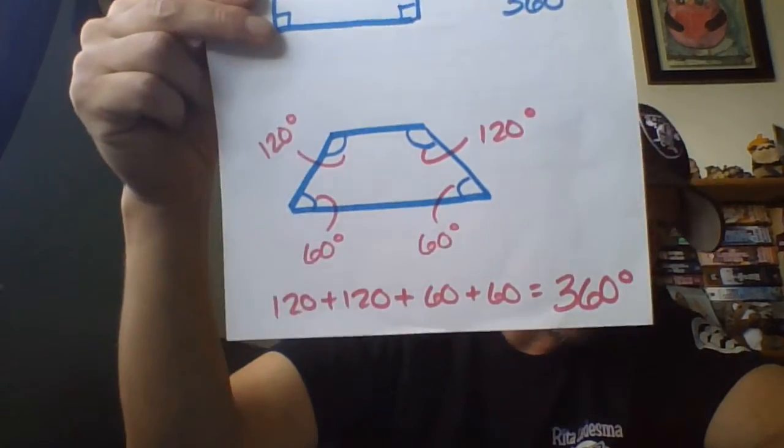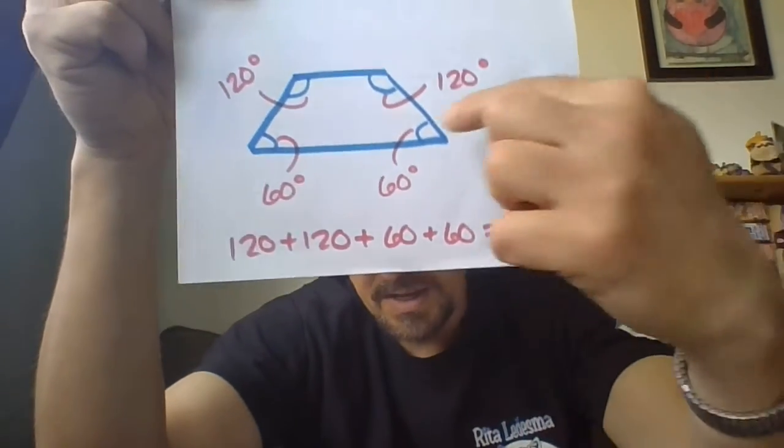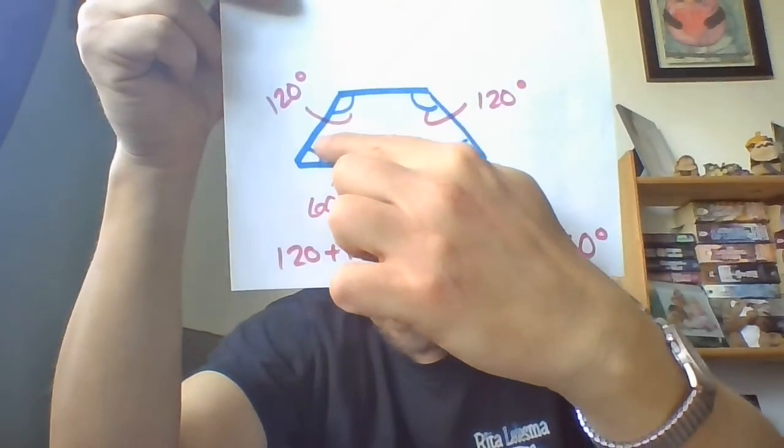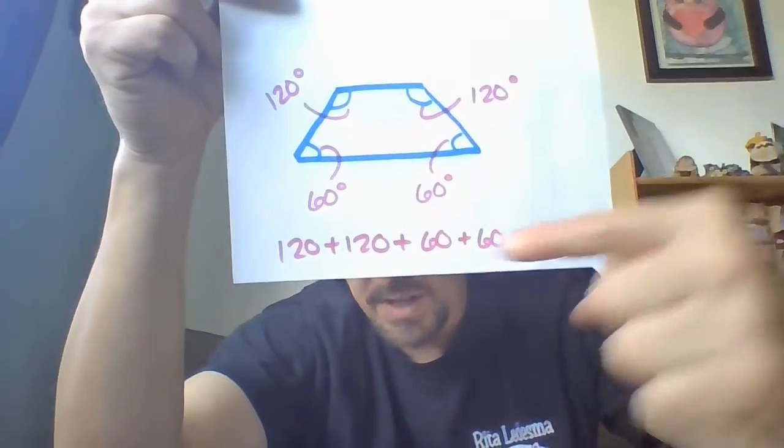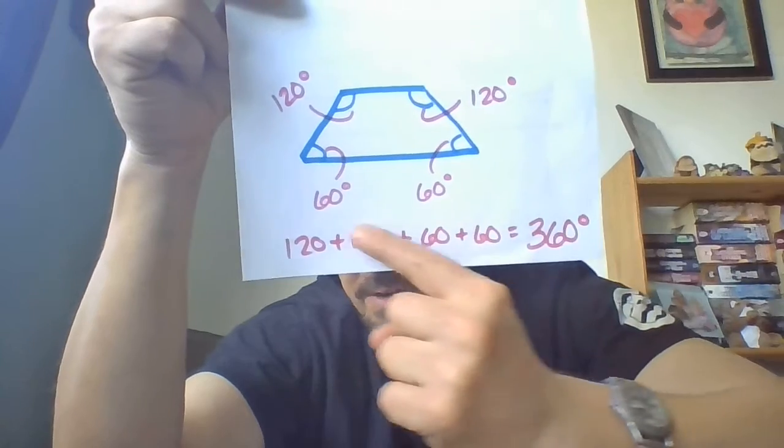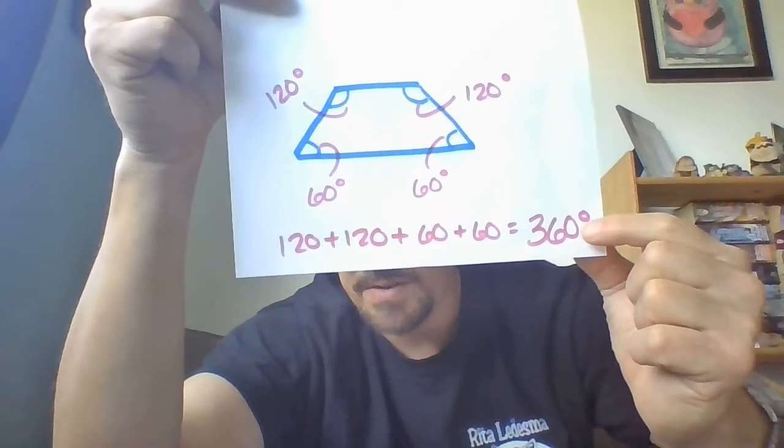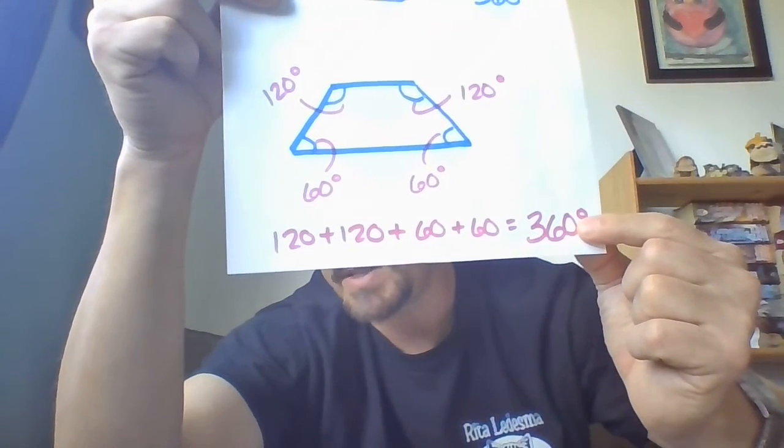Take a look down here. We have a trapezoid. Again, 60 degrees plus 60 degrees, 120 and 120. If you put all of those interior angles together, you get 360 degrees. So that's how quadrilaterals work. The sum of the interior angles is 360.